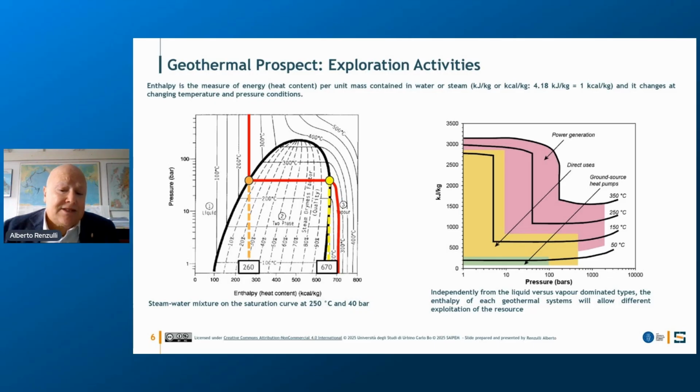And now, as you can see on the right side of the slide, depending on the pressure and the geological conditions of the enthalpic degree, we can have electricity production, power generation, direct uses like the so-called district heating, and then we have what we started with at the beginning of this lesson.